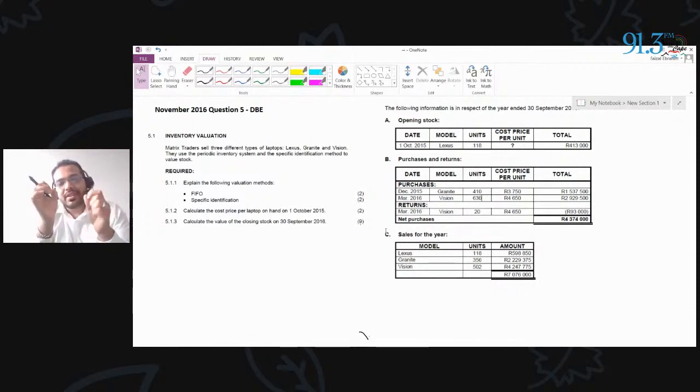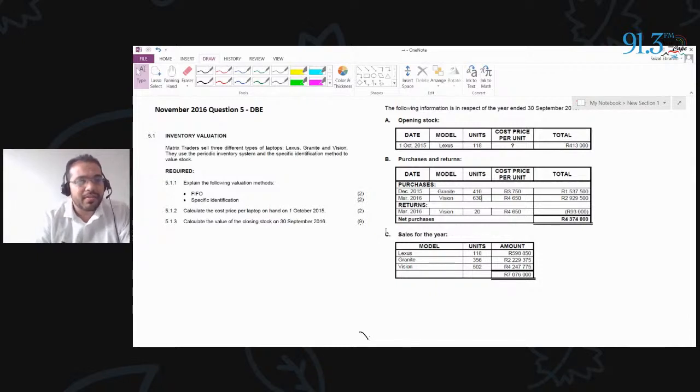When we look at inventory valuation, what we are doing is valuing the inventory that the company has at financial year end using the specific methods. To be honest with you, this is not the complicated section in the paper. This is the quick section, the one I normally call the bread and butter marks, where we should get quick marks. Okay, so let's look at what the question is asking us.